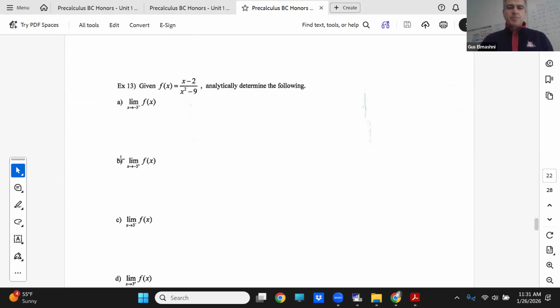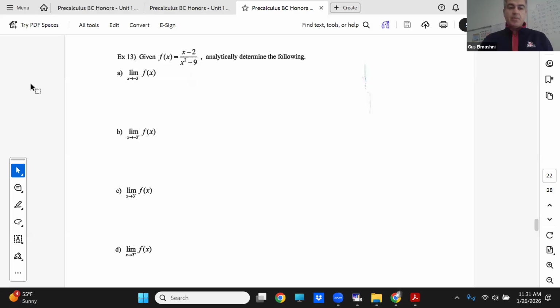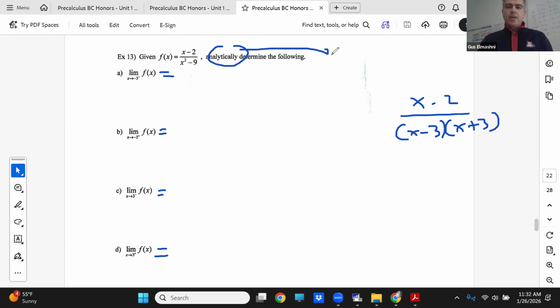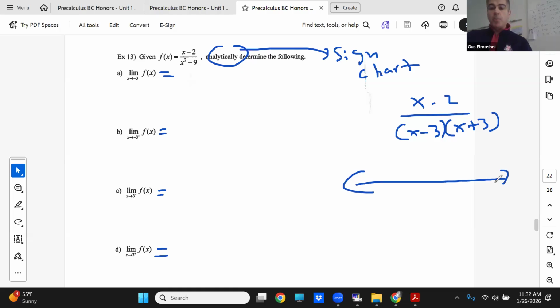Okay, example 13. So analytically determine the following. Great, let's do it. Here's how we're going to do it analytically. I'm going to factor this first. I'm going to strongly recommend you do a sign chart. The sign chart will be applicable to all 4 parts.